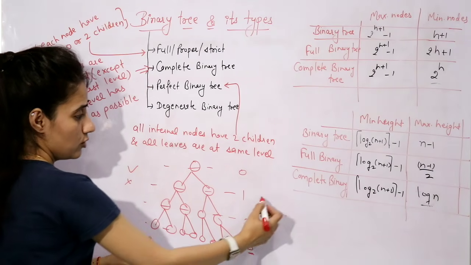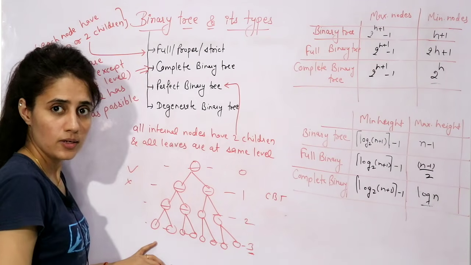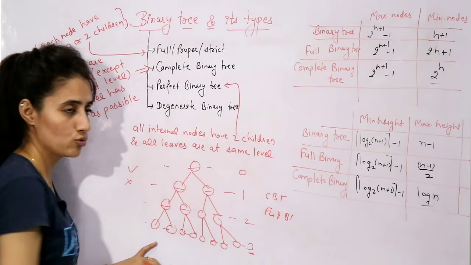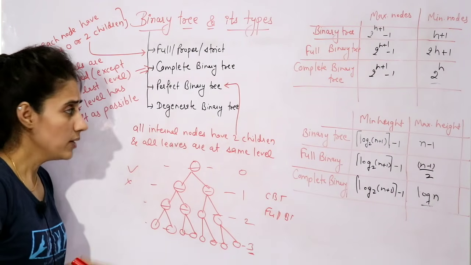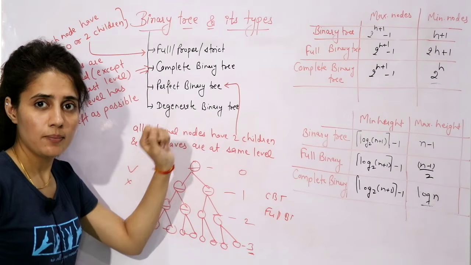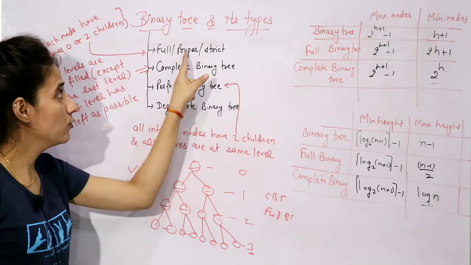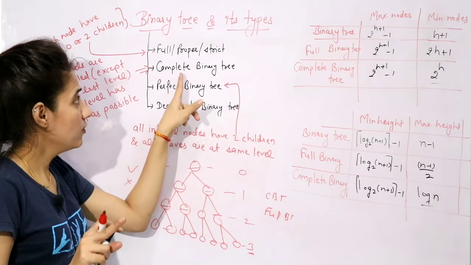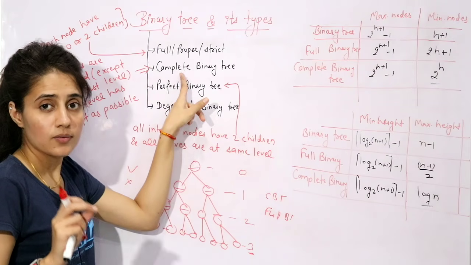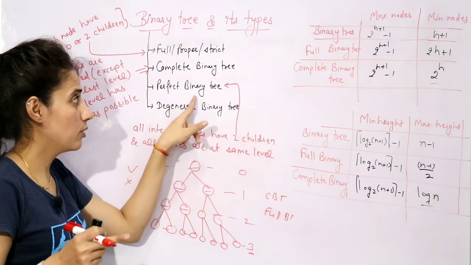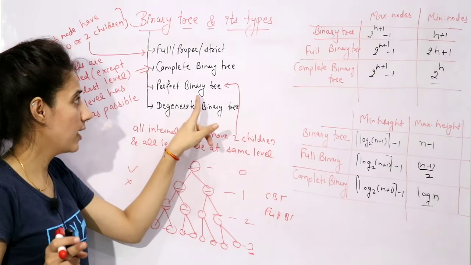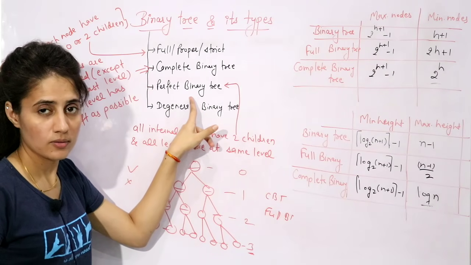Now see, this is also a complete binary tree. Can we say it is a full binary tree? Yes, it is also a full binary tree. So every perfect binary tree is a complete binary tree and full binary tree. But vice versa is not true. See, if a tree is a complete binary tree, then it is not necessary that it is a perfect binary tree. If a tree is a full binary tree, then it is not necessary that it should be a perfect binary tree, right?